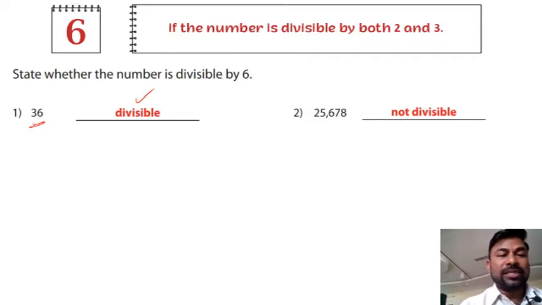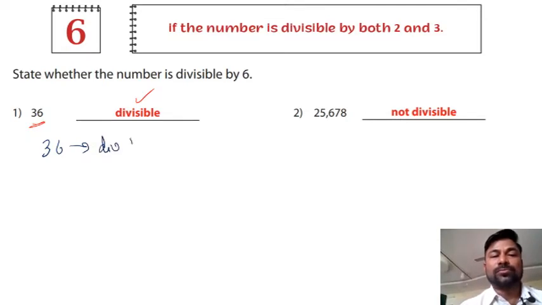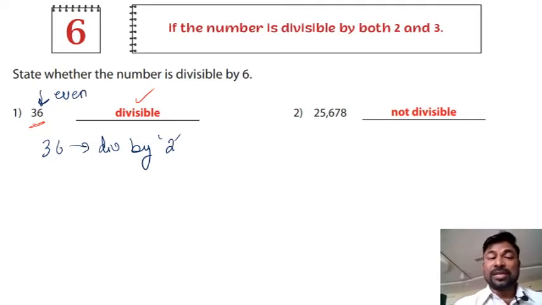If you see 36, let us see whether it is divisible by 2. If you remember the condition, if the last digit of a number is even, then we can say that the number is divisible by 2. As 6 is an even number, yes, it is divisible by 2. The first condition is satisfied.